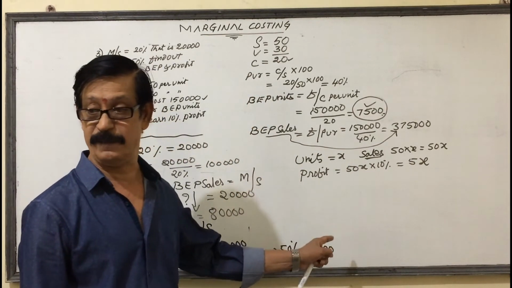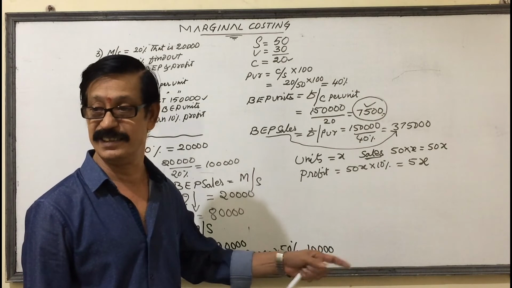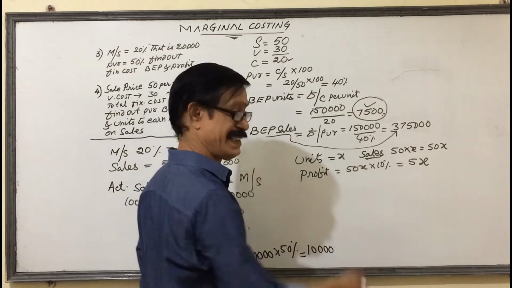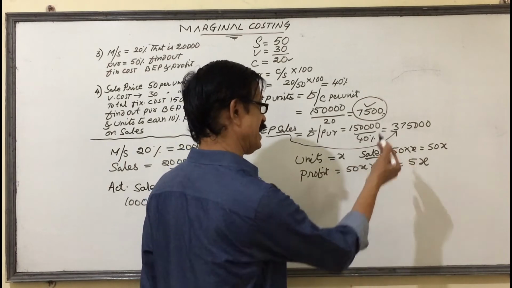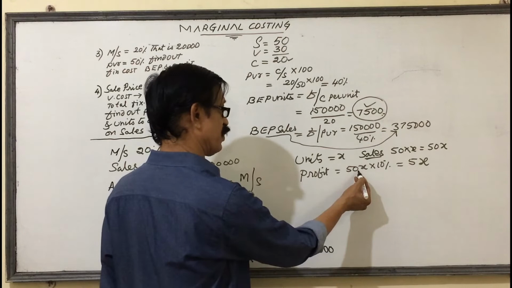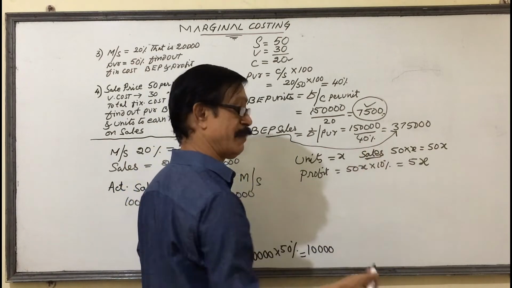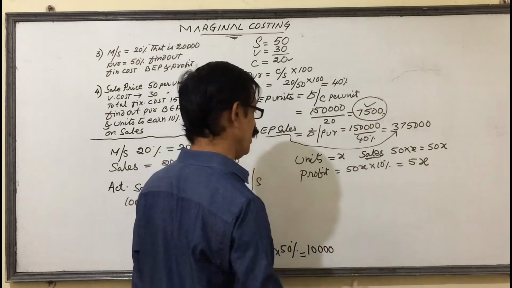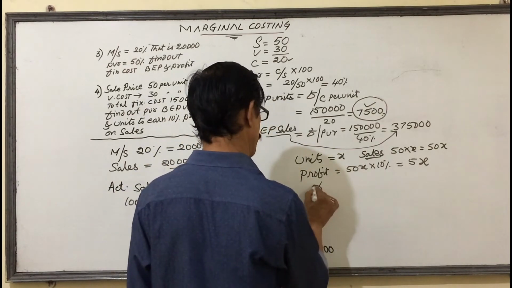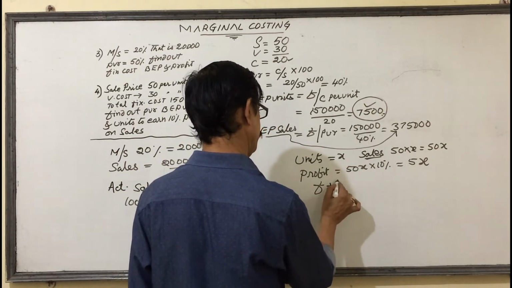This is algebra. Don't feel that it is difficult. Algebra. You are assuming as X. Sale price is 50. So 50X is the total sales. Out of that 50X, you want to earn minimum 10% profit. That is equal to 5X. We have a formula. F plus P by PVR is equal to sales.